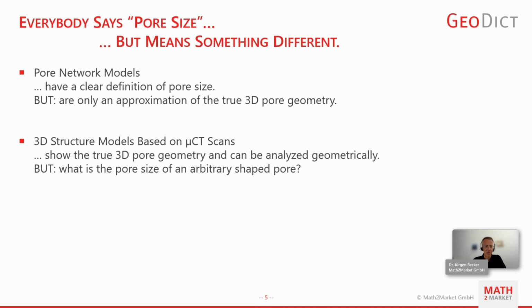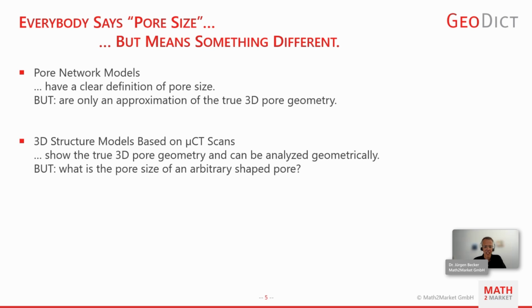So if we look not at measurements, but at models, then in contrast to the measurements, for example, pore network models have a very clear geometrical definition of pore sizes. But they do not show the real pore geometry. The true pore geometry is accessible if you use 3D structure models that show the full complexity of the pore shape, like we have them in GeoDict. For real materials, you can get them with the help of a micro-CT scan. Or you can create virtual models with GeoDict.